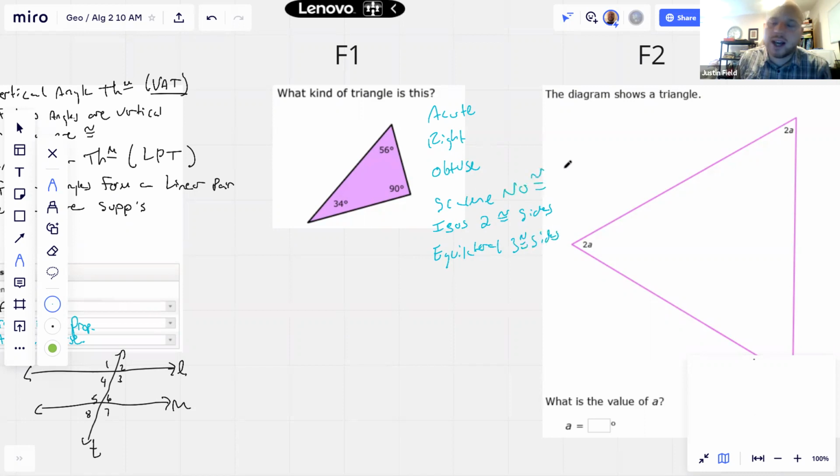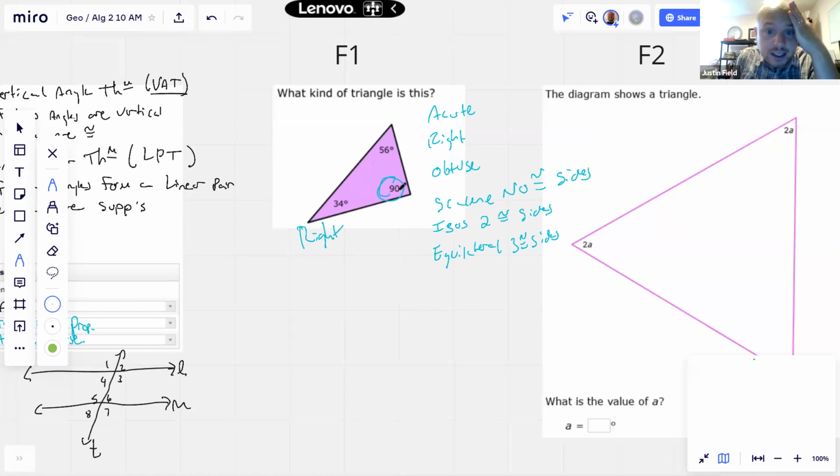No congruent sides in scalene. Acute, right, obtuse, that's pretty simple, right? If it's acute, it has only acute angles. A right triangle has a right angle and an obtuse triangle has an obtuse angle. So this is a right triangle because it has a right angle. And that's all we know.